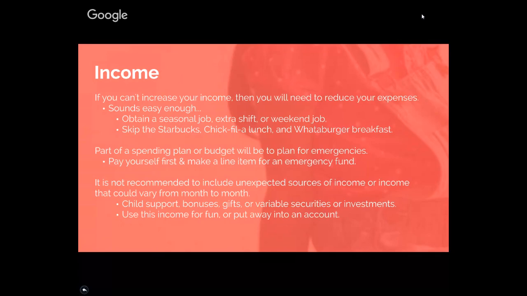The other thing is, it's always recommended, and I'm going to say this over and over again throughout this presentation, because it's something that not everybody really lives by, is the unexpected sources of income. They can vary from month to month. Child support, sometimes I get it, sometimes I don't. So I don't rely on it. Bonuses, gifts, variable securities or investments, especially year-end bonuses and things like that. Your Christmas bonus.